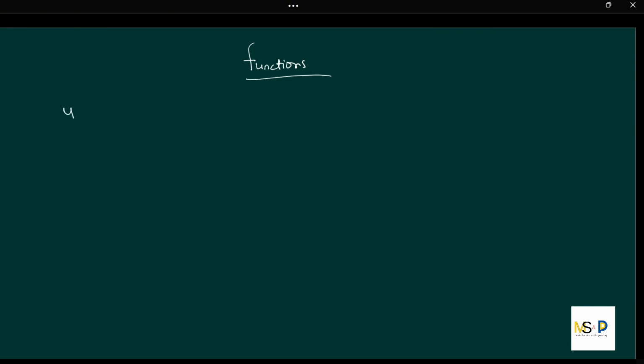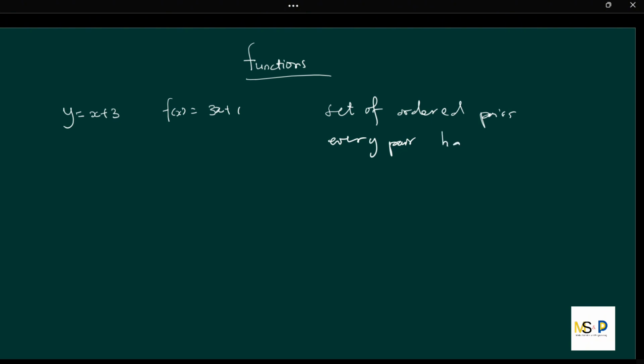So we've all looked at things like y is equal to x plus 3, or maybe f of x is equal to 3x plus 1. All these are what we call functions. But what is the actual definition of a function? A function is a set of ordered pairs, and this set of ordered pairs is such that every pair has only one first element.